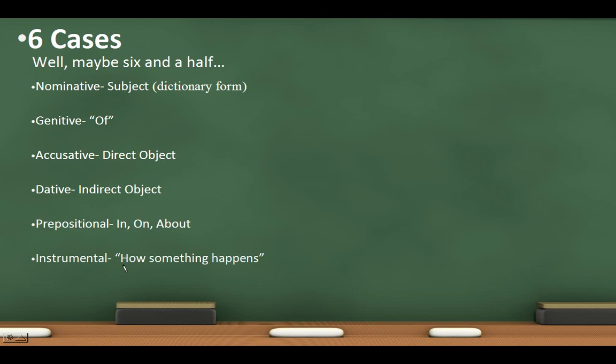And then this last one is the instrumental case. It's the one that's not used as much as the other ones, but I think it's my favorite. Basically, it answers the question how something happens. And so a very common word that you would associate with how something happens is with. For example, you could say, how do you see? And of course you would say, with my eyes.